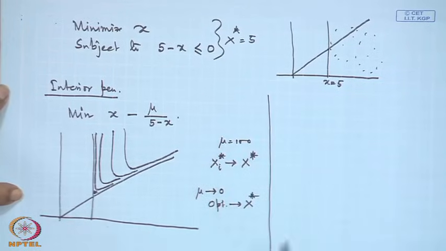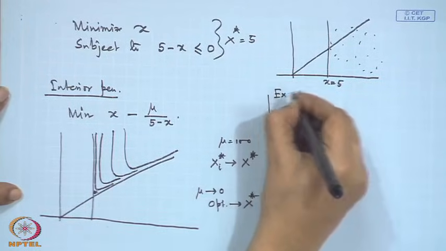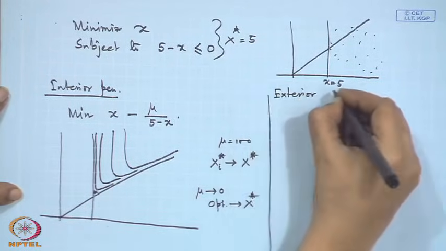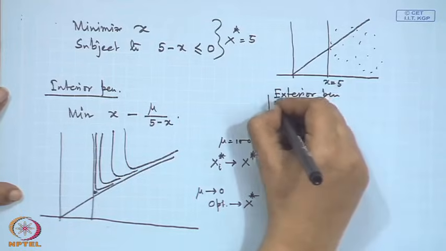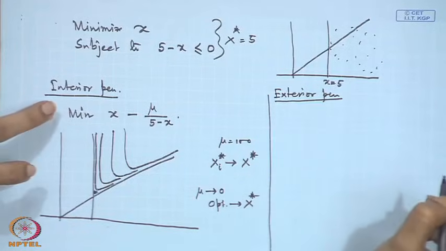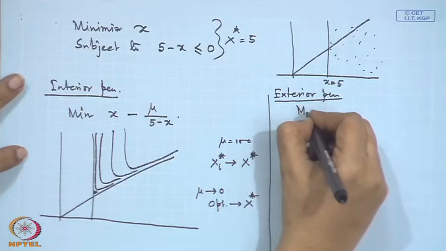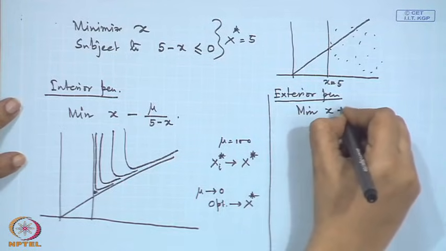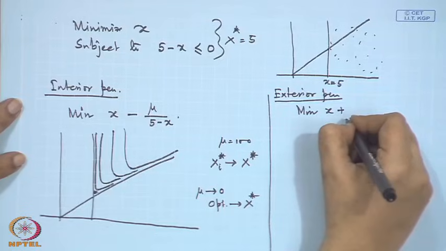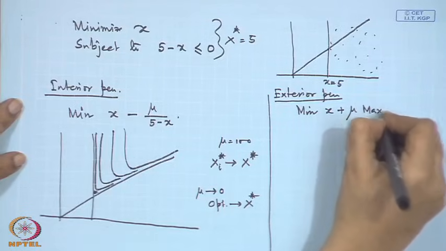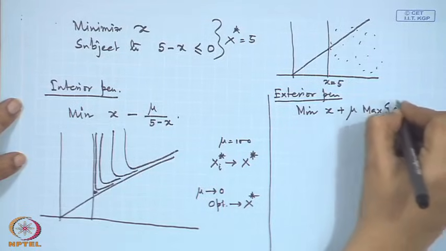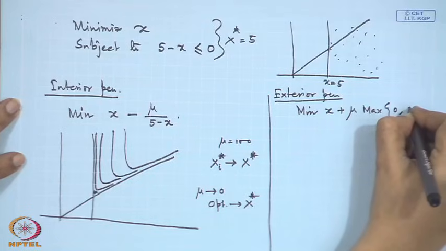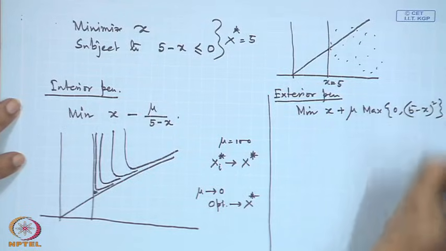Now, let us consider the exterior penalty function method. For the same problem, the only difference is in the formation of the unconstrained problem. Here the formation would be x plus mu into max of 0, g j x, that means max of 0, 5 minus x. Let me consider the square.